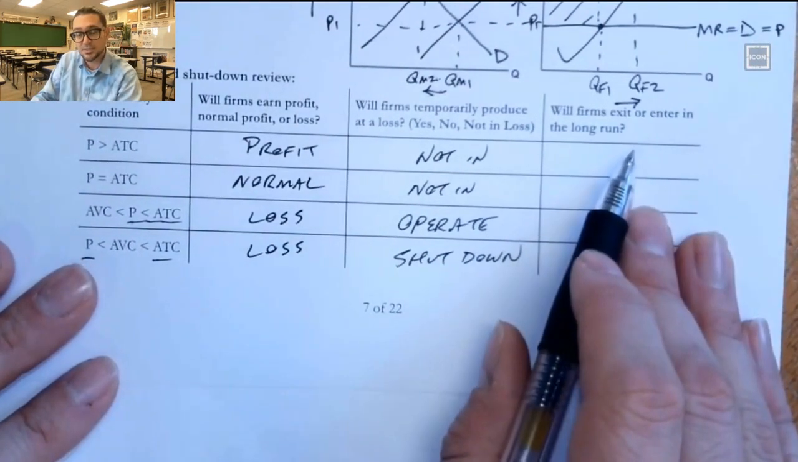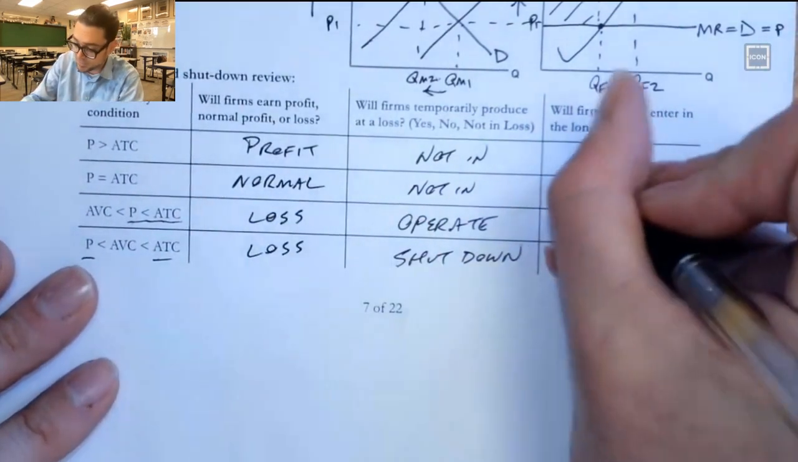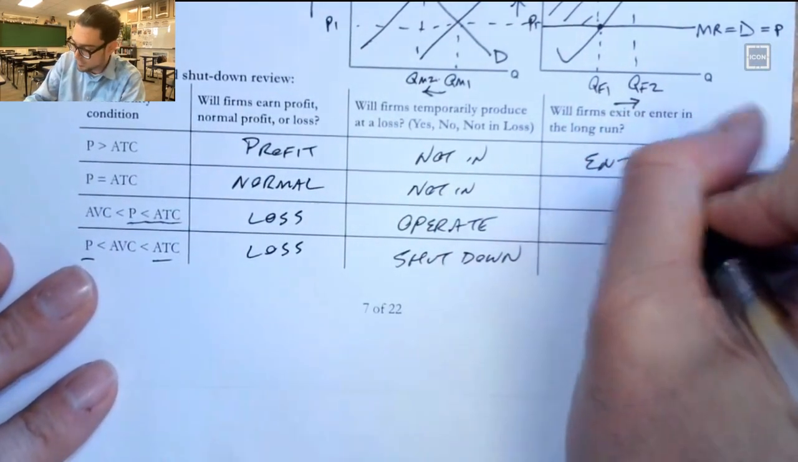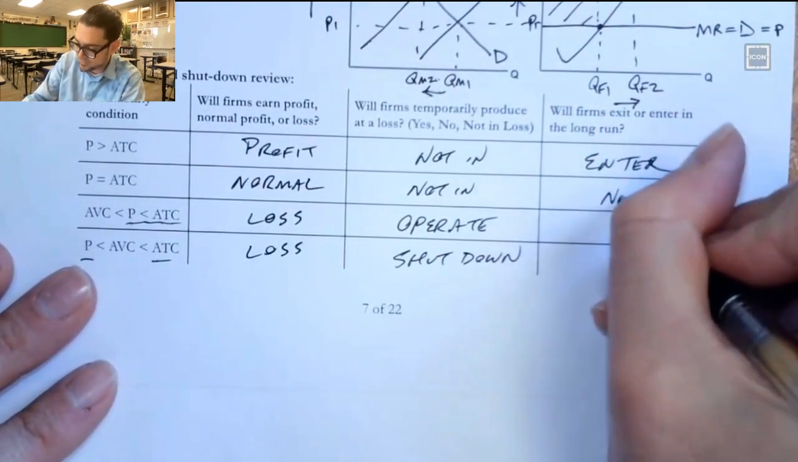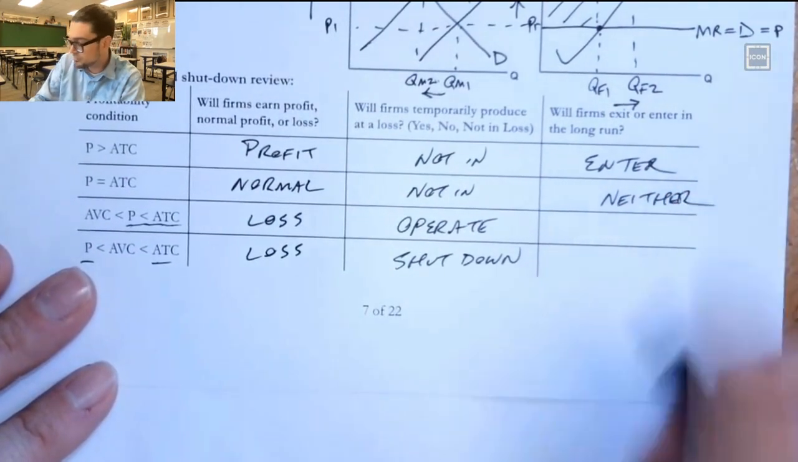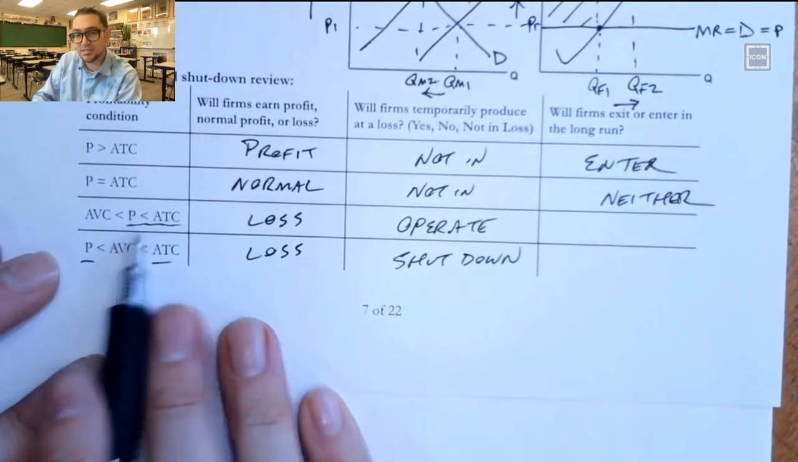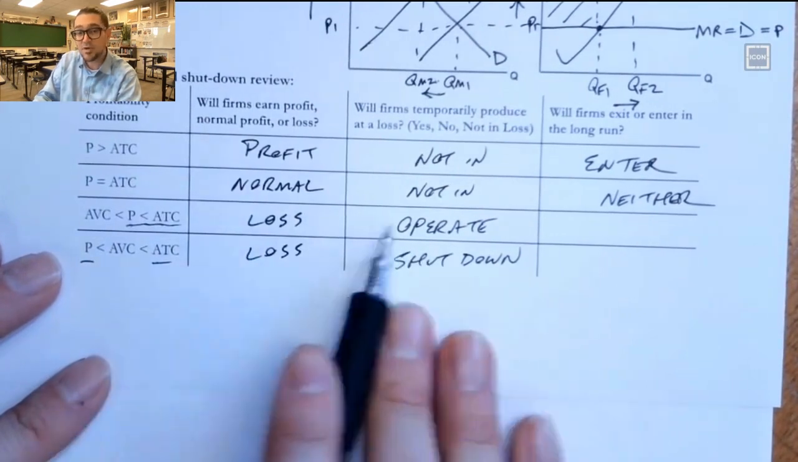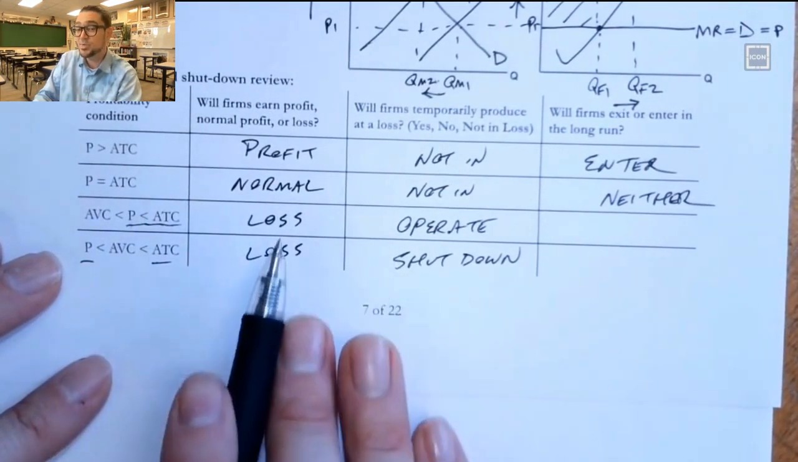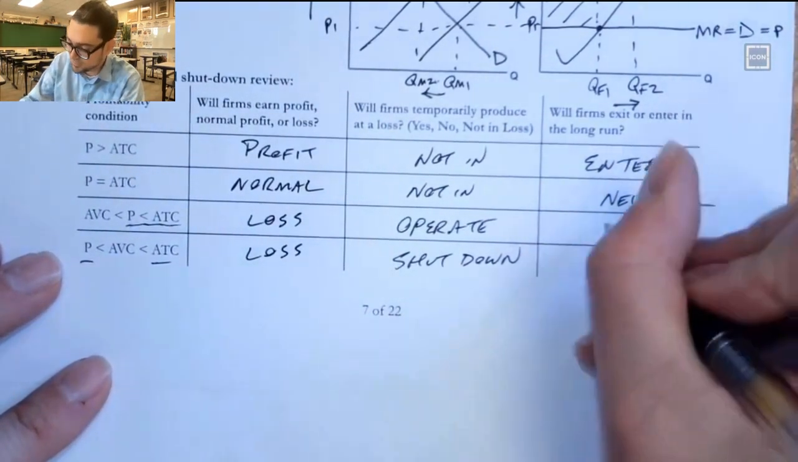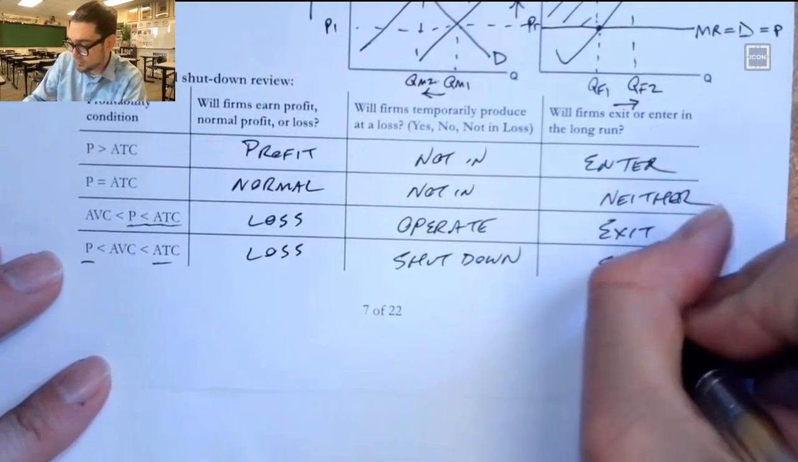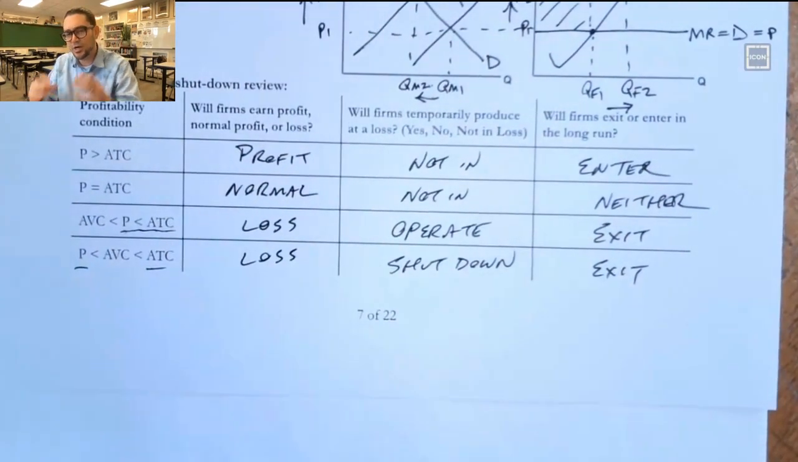Now, the last question here actually relates more to the first one. Will firms enter or exit in the long run? If there's profit to be made, there will be firms that enter. If there's break even, neither. And in the long run, if this is a permanent condition, even if they're operating temporarily at a loss, because of the economic loss, firms will exit in the long run. So even if you have a scenario where they're temporarily producing at a loss, they're still losing money from an economic standpoint, and so they should exit the market. They should find something else to do.